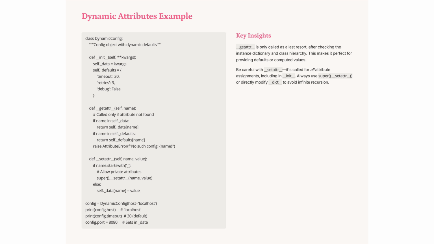Dynamic attributes in Python allow for flexible configuration management. In the DynamicConfig class, __getattr__ provides default values when attributes are missing, while __setattr__ manages attribute assignments, storing them in a private dictionary. This approach ensures dynamic defaults and custom configurations without risking infinite recursion during attribute setting.